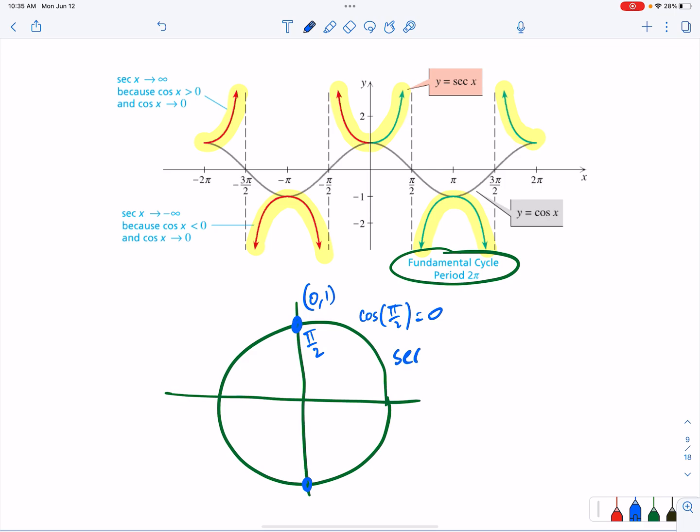Secant is just the reciprocal of that, so secant of pi over 2 is equal to 1 over 0, which is undefined. And that's going to happen also down here at 3 pi over 2 and every other coterminal angle for those two positions. So this right here, pi over 2, gives us a vertical asymptote, and also at 3 pi over 2. Yeah, that's kind of a quick overview of the secant and the cosecant graphs.